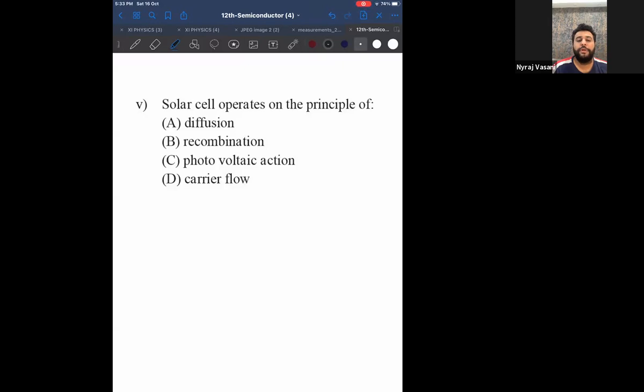Solar cell operates on the principle of, what is the other name for solar cell? Photovoltaic cell. Therefore, it operates on the principle of photovoltaic action. Answer is direct. If you know the alternate name for solar cell, you will get this answer. Is it fine? Yes.